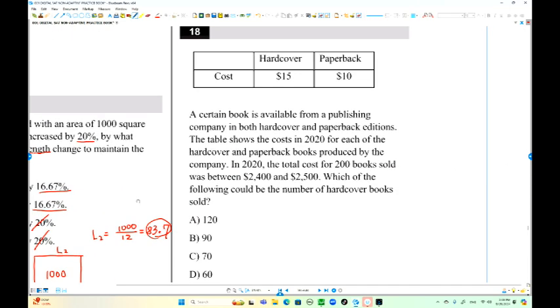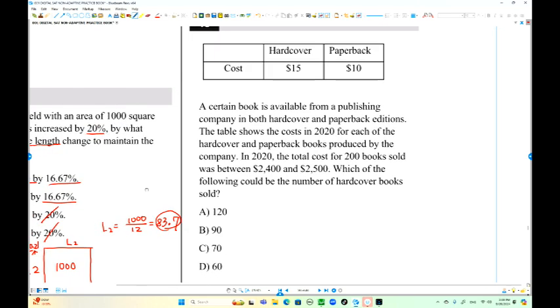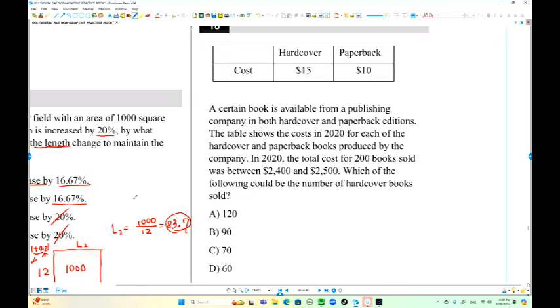Right here in number 18, you have two different kinds of books, hardcover and paperback. In 2020, the total cost of 200 books sold. I'm going to use X for one and Y for the other. X plus Y, the number of books, is 200 books sold. But the total price is between 2400 and 2500.